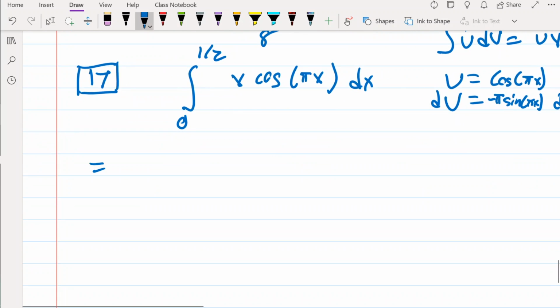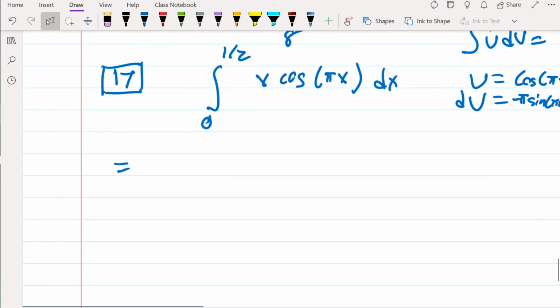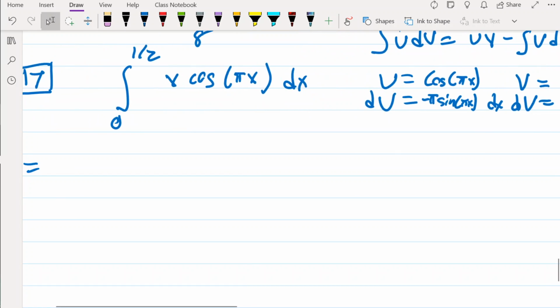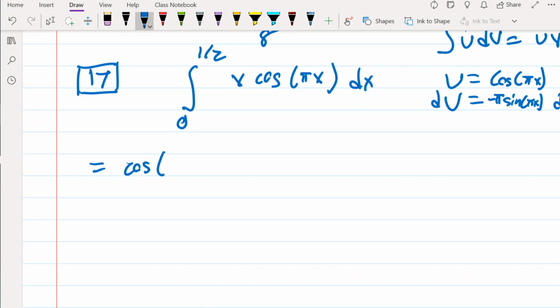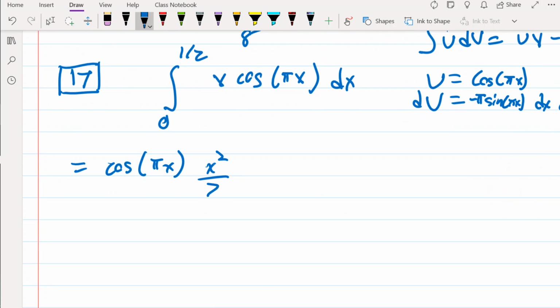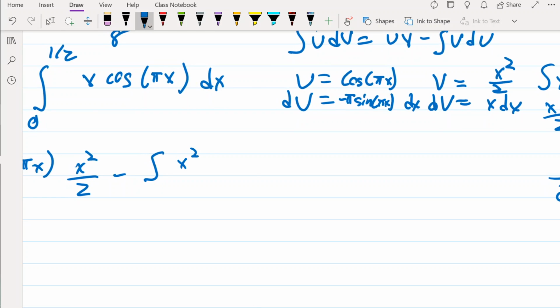Alright, so this integral from 0 to 1/2 is going to be equal to, well, let's just integrate first and then we'll go back and evaluate. So it is going to be equal to cosine of pi x times x squared over 2 minus the integral of v, so x squared over 2, times du, which is opposite pi sine of pi x dx.